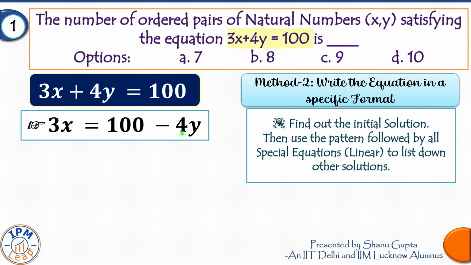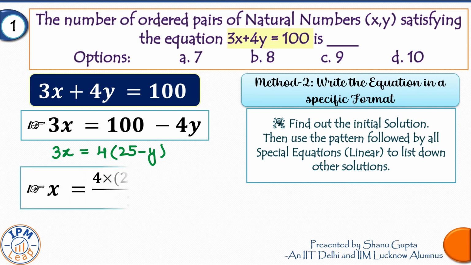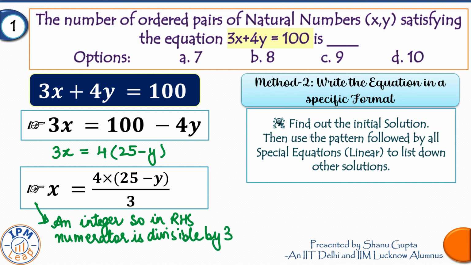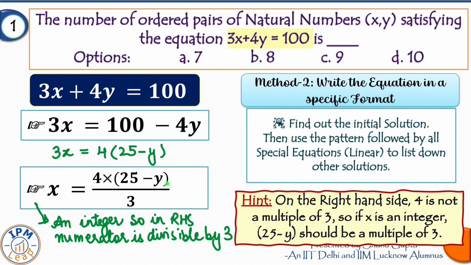And 4 you can take common from both terms. So 3x is equal to 4 times 25 minus y. Now divide both sides with the number 3. We get x is equal to 4 into 25 minus y whole upon 3. What next? Remember, x has to be an integer. This will happen only when the numerator of the right hand side is divisible by 3. Since 4 is not a multiple of 3, so that means this term 25 minus y should be a multiple of 3. Only then x can be an integer.